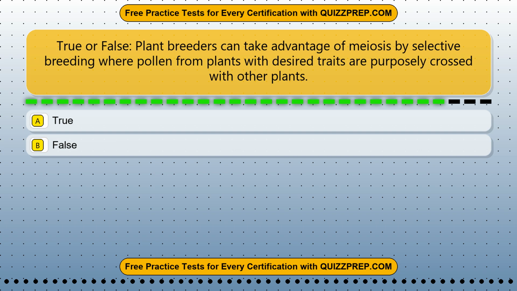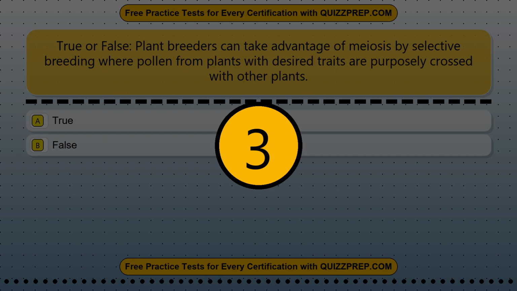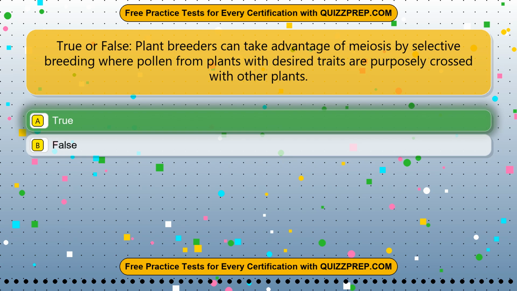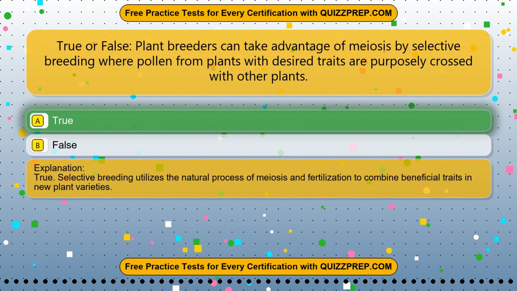Question 45. True or false? Plant breeders can take advantage of meiosis by selective breeding where pollen from plants with desired traits are purposely crossed with other plants. Option A, true. Option B, false. The correct answer is option A, true. True. Selective breeding utilizes the natural process of meiosis and fertilization to combine beneficial traits in new plant varieties.